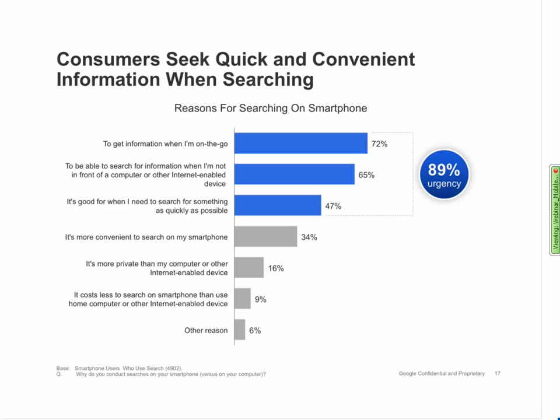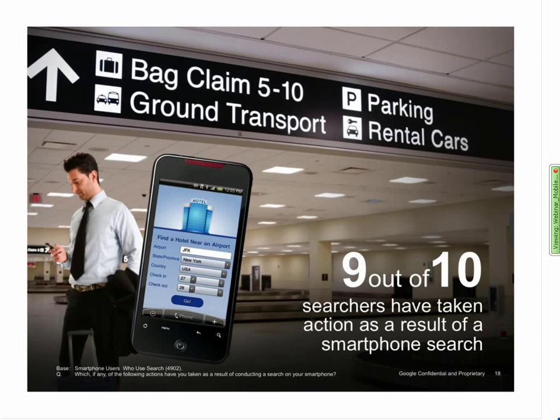So we wanted to understand why so many smartphone users are turning to search. This data shows and confirms something we already know. People are searching because it's easily accessible when they're on the go, aren't in front of a computer, or they just need the information as quickly as possible. They're addressing what we're calling an urgent need. Essentially, they're doing it because it's convenient and readily accessible. The fact that they're looking for information they can act on right away helps us explain why 9 out of 10 have taken some sort of action as a result of a smartphone search. So let's dig a little deeper into this.